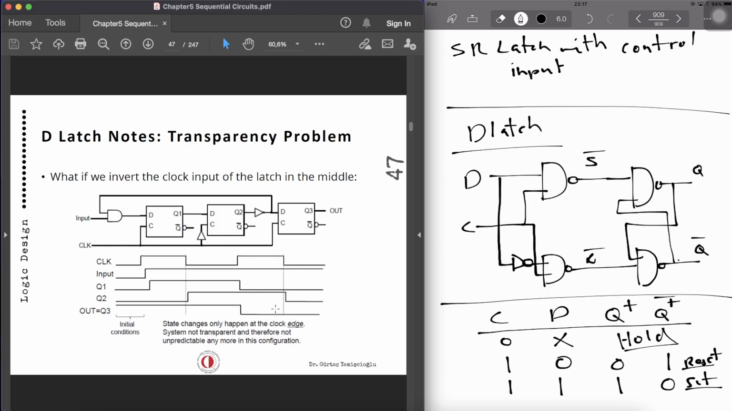Now, this is how to solve a transparency problem, and most storage elements use this approach because they don't want to cause any problem. They always want to be in a reliable state. That's why we can use this formation.